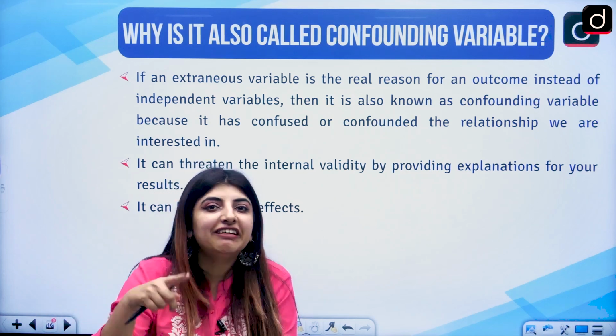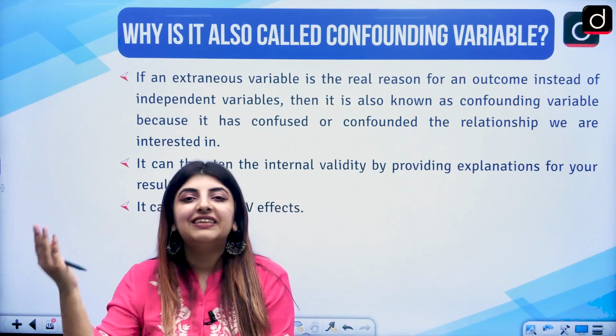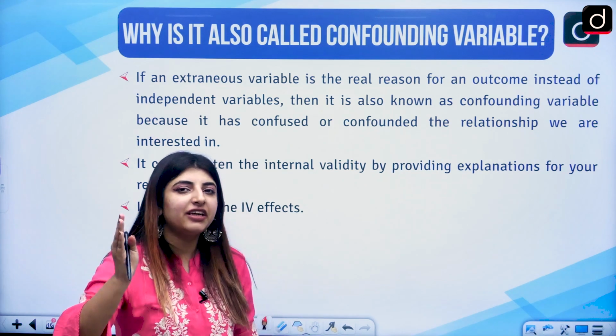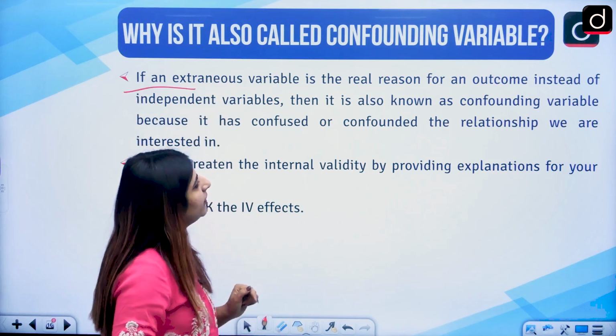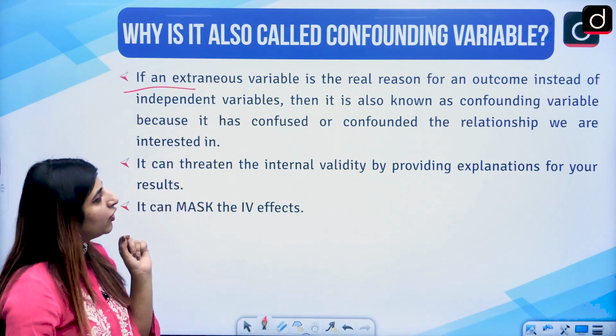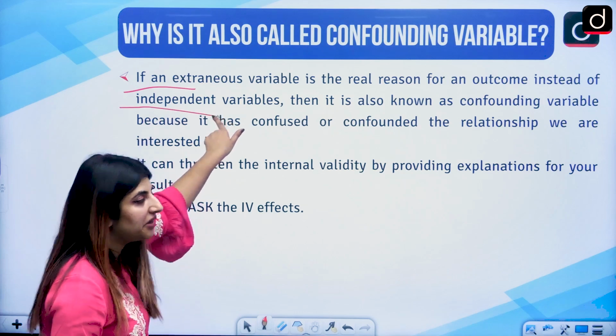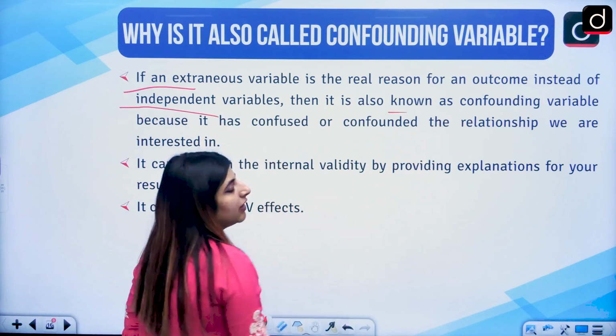They were confusing the relationship that we wanted to search about. They were confusing the relationship between independent and dependent variable. So if an extraneous variable is the real reason for an outcome instead of the independent variable, it is also known as a confounding variable.